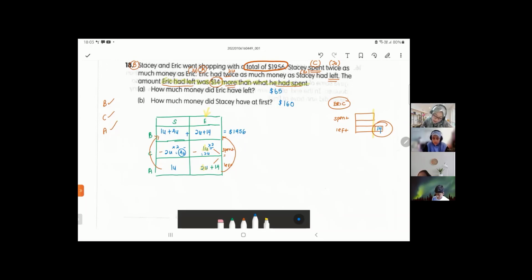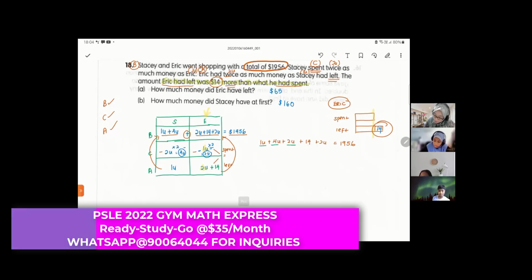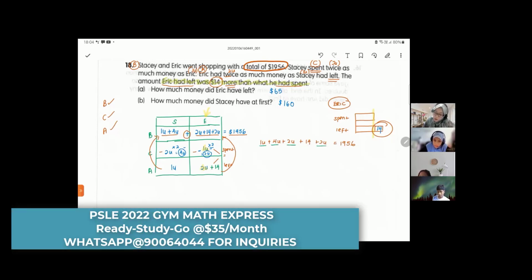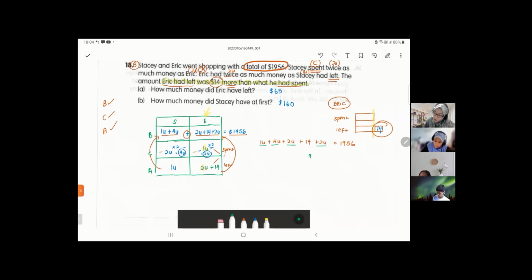And then over here, this is my new one, right? Remember, spent is always minus, right? So the minus become plus 2 units, like that. Okay, now we are going to take this plus this equal this. Rewrite. 1 unit plus 4 unit plus 2 unit plus 14 plus 2 unit equals 1956. We take all the units together. So 2 plus 2 is 4. 4 plus 4 is 8. 8 plus 1 is 9 units equals to 1956. And then you have to take your 14 and then you minus 14 here.